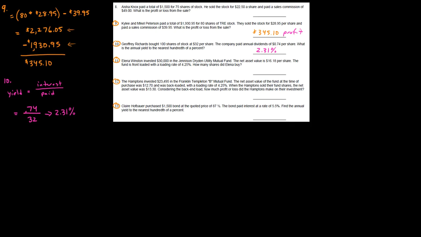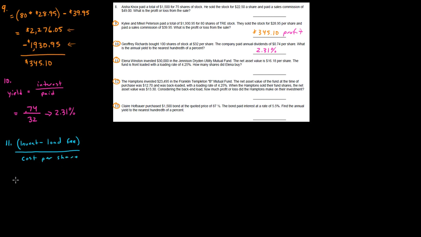So let's take a look at number 11 now. 11 is saying that we invested $30,000 in this mutual fund. The current value is $16.18 each. The fund is front loaded with a load rate of 4.25%. How many shares were purchased? So remember, to find how many shares were purchased, you take the investment, you subtract the load fee, and then you divide that by the cost per share.